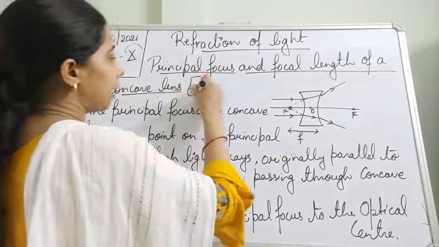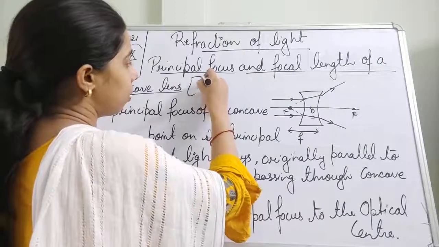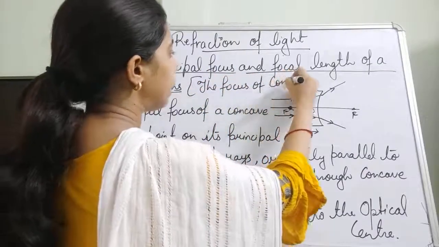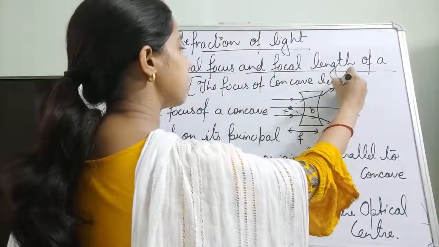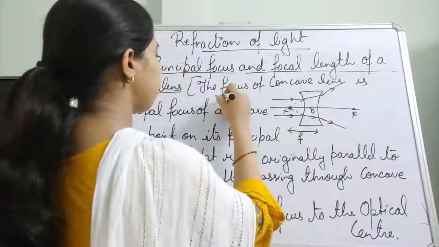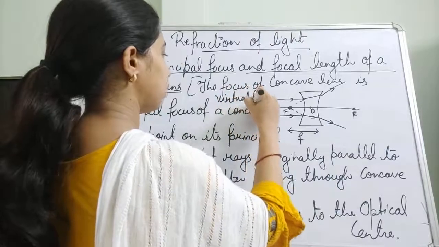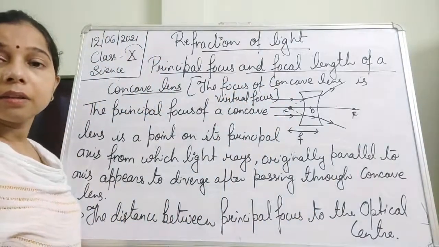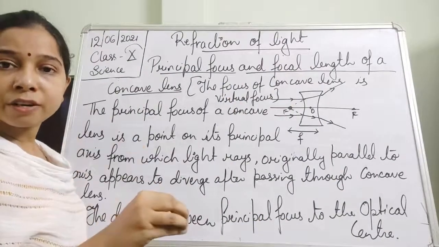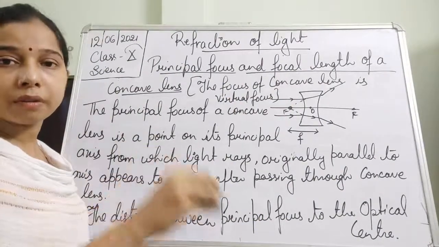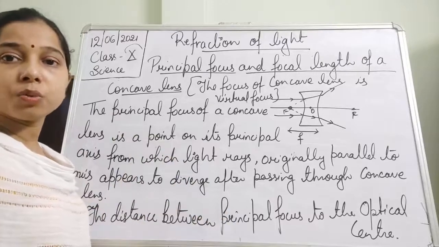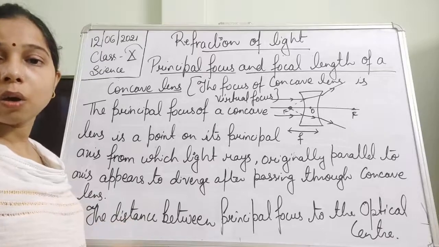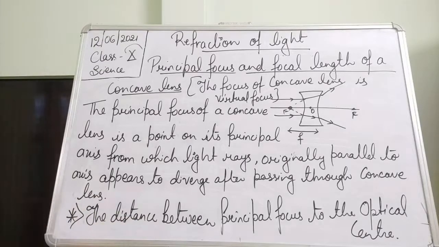Here one more thing I will add, that is, the focus of a concave lens is a virtual focus. It is not a real focus, and the reason is that the actual intersection, the actual converging of the rays, does not happen. Due to which we say that it is a virtual focus, not a real focus.